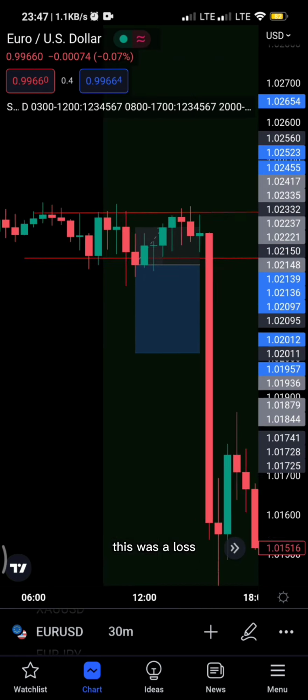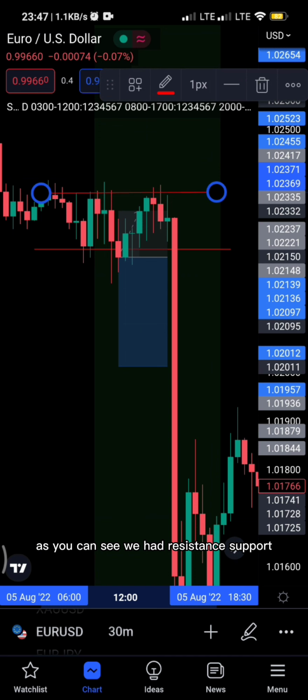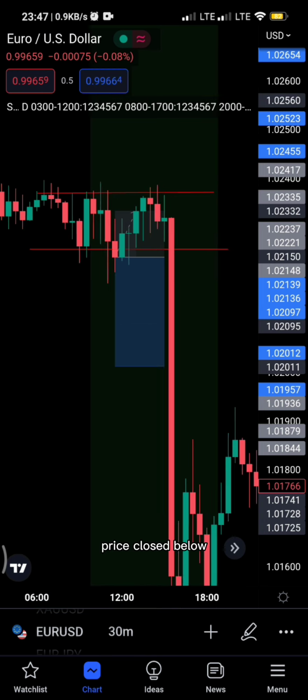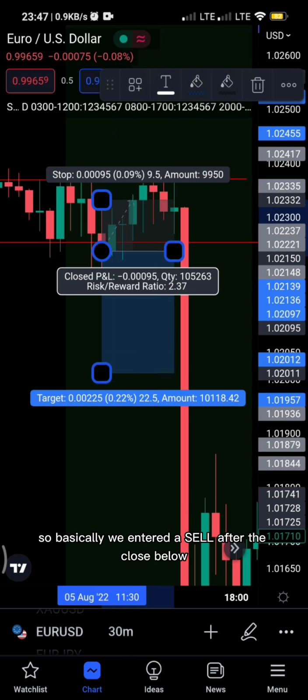This was a loss. As you can see, we had a resistance and support. Price closed below, we entered a sell. But as we know in forex, nothing is 100%. You'll never get the holy grail. With risk management, that's how you make money. So we entered a sell after the close below, and stopped out at 9 pips.